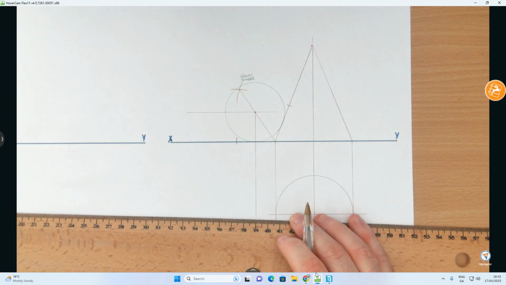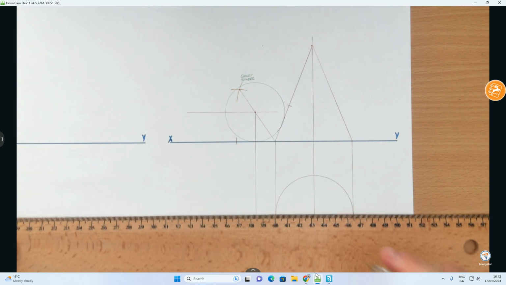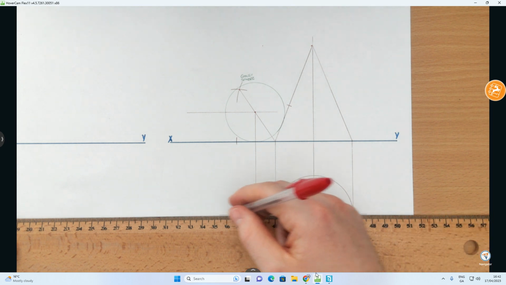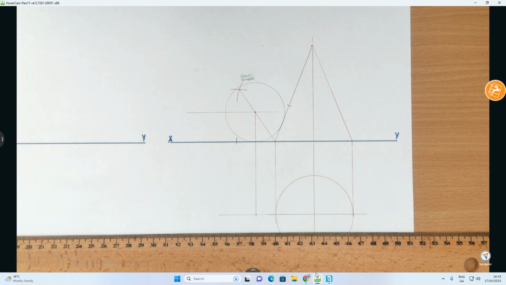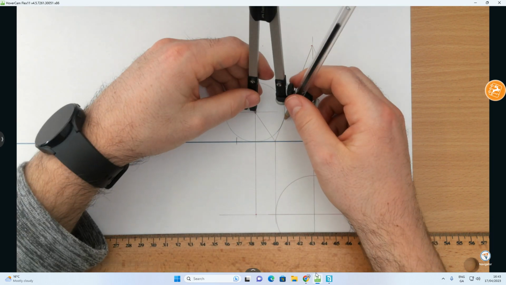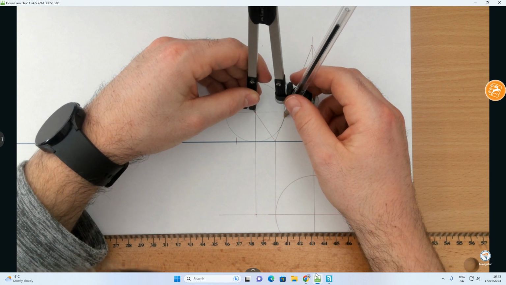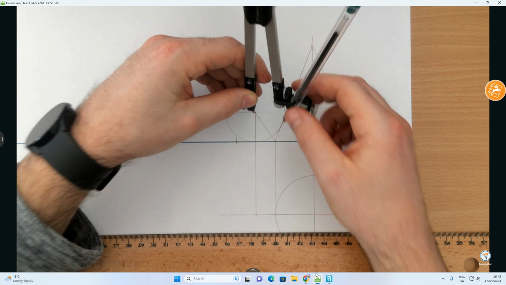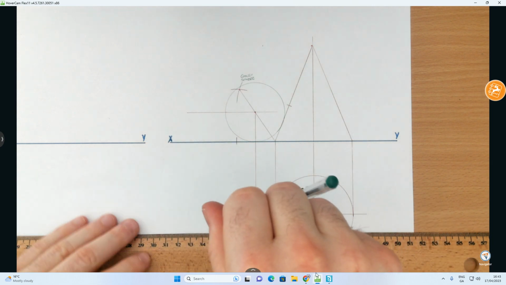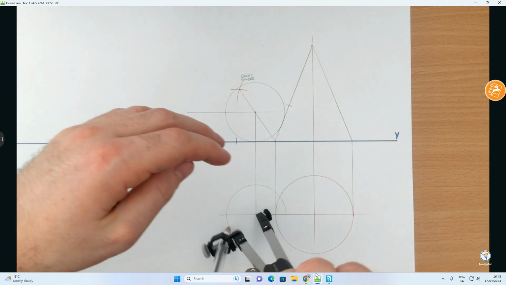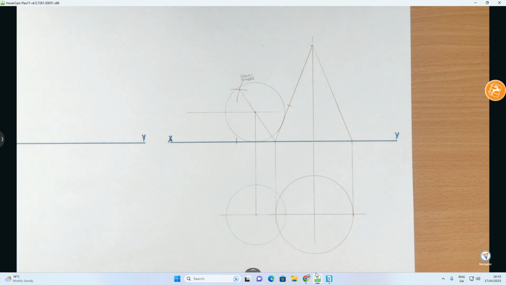I want to find it as it's touching the extreme generator of our cone. So by extending this line out down to here, I can then redraw my ghost sphere in. Once again, taking the radius from here to there, I'm going to redraw that in. There, like that. That's my ghost sphere, once again, when it's in this position.